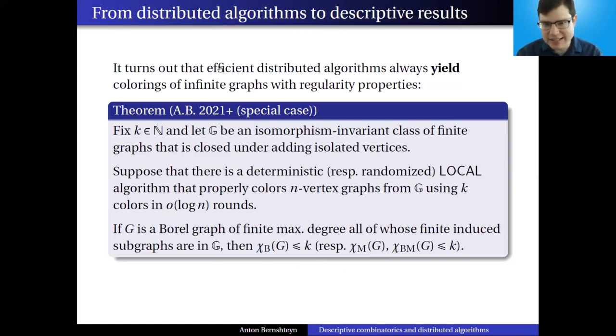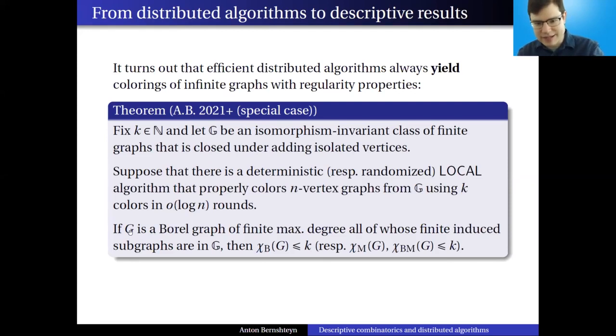At least what you can show is that efficient distributed algorithms yield colorings of infinite graphs with regularity properties. So here's the statement. This is somewhat of a special case, but this is a good enough illustration. So fix k. This is going to be our number of colors, and fix some class of finite graphs, this fancy G, that is closed under adding isolated vertices. You can remove this condition, but it makes the statement a bit easier. Now, suppose that there is either a deterministic or a randomized local algorithm for properly coloring n vertex graphs from this class using k colors and little o of log n rounds.